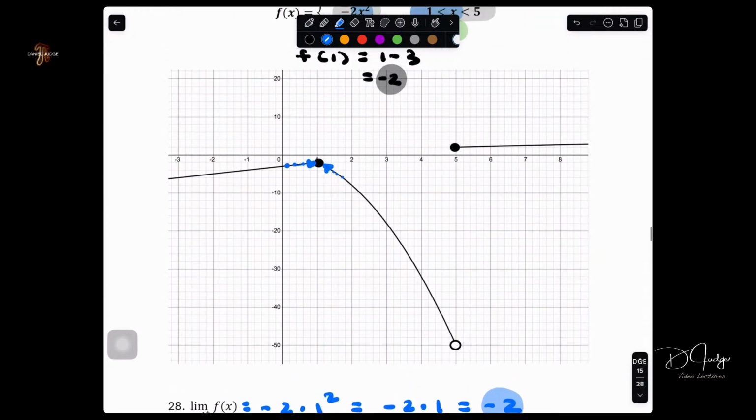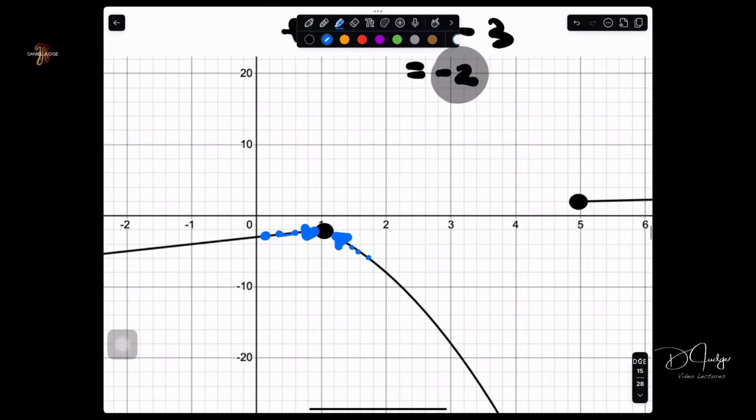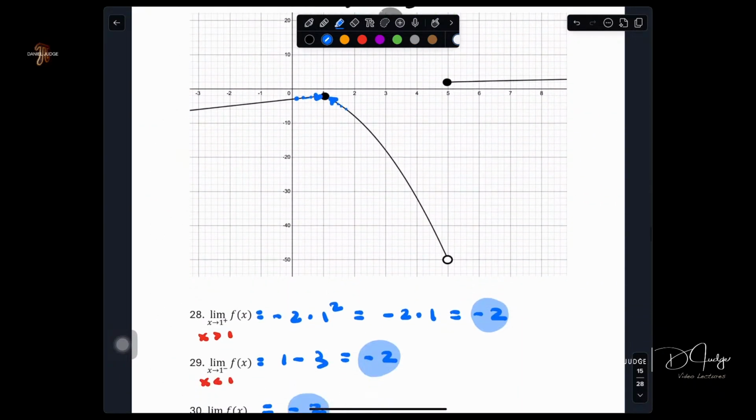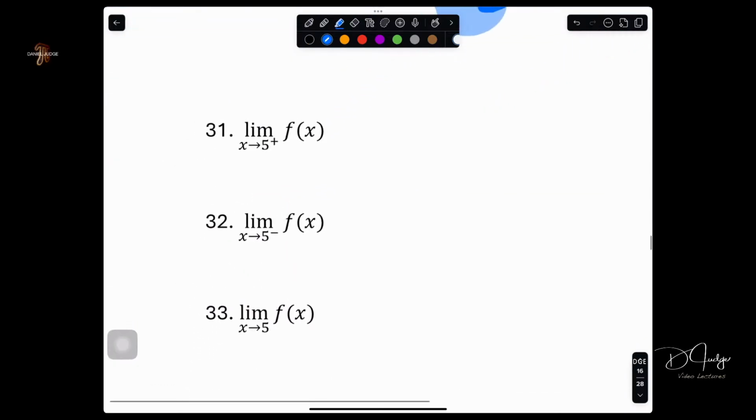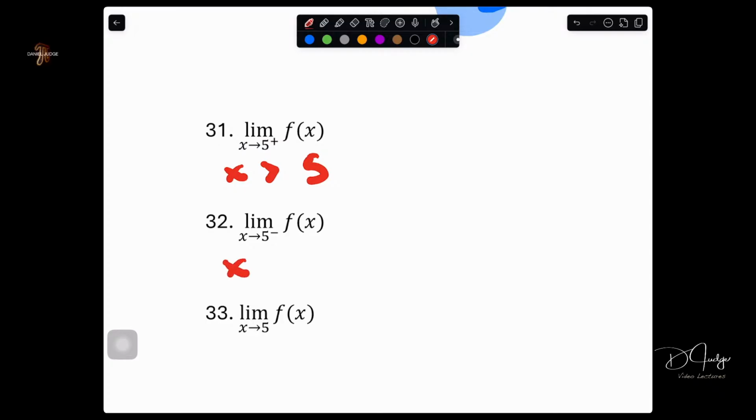They never asked that question, but that's what's happening around this 1 here. And now they're going to ask you another question. What's happening around 5? If x is going to 5 from the right, we know that means the values of x are close to 5, but they're bigger than 5. And as x goes to 5 from the left, they're close to 5, but they're smaller than 5. We just have to know how to read our piecewise function and then do our direct substitution.